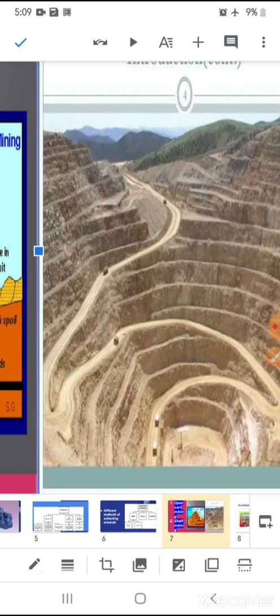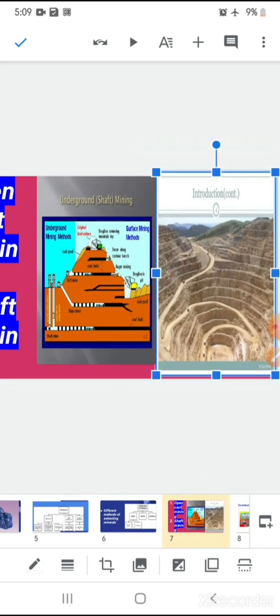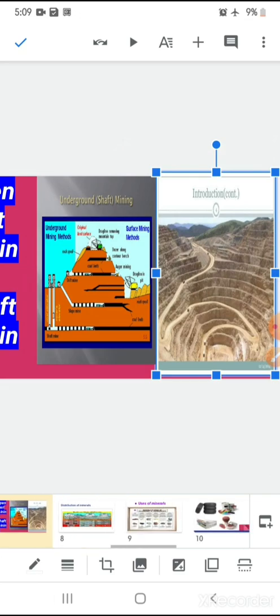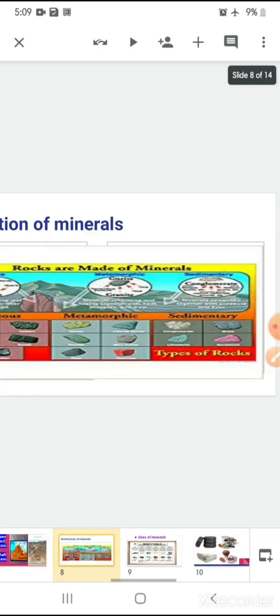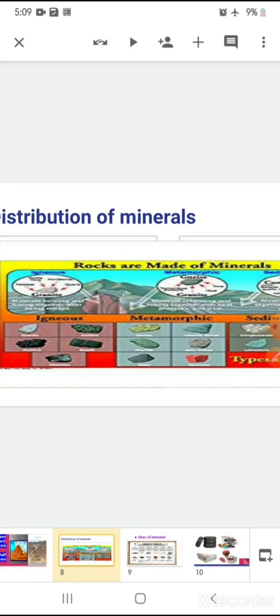If we were talking about shaft mining, this is shaft mining, and in open cast mining, you all know that minerals that lie at shallow depths are taken out by removing the surface layer. So both ways of extraction of minerals are known to you. Now, when we talk about distribution of minerals, see children, rocks are made up of different materials. Rocks are made of many different minerals. Sorry, minerals occur in different types of rocks.